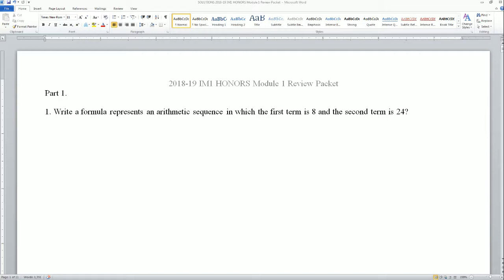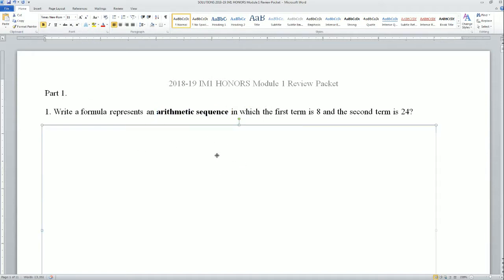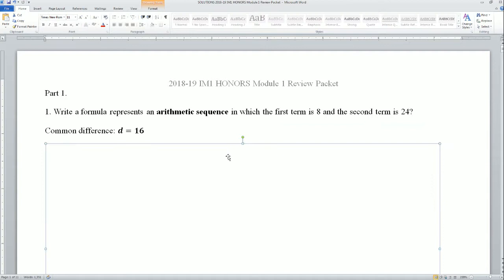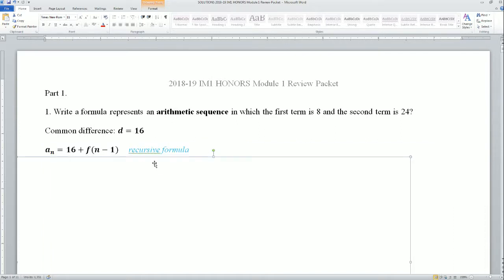Alright, so part 1. It asks us, write a formula representing an arithmetic sequence in which the first term is 8 and the second term is 24. Remember, this is an arithmetic sequence. You can write the recursive or explicit. But for it to be an arithmetic sequence, we have to find the common difference. To find the common difference here, I did 24 minus 8, which gets me a 16. If I plug this into the recursive equation, it would be 16 plus the previous term, which is f(n minus 1).